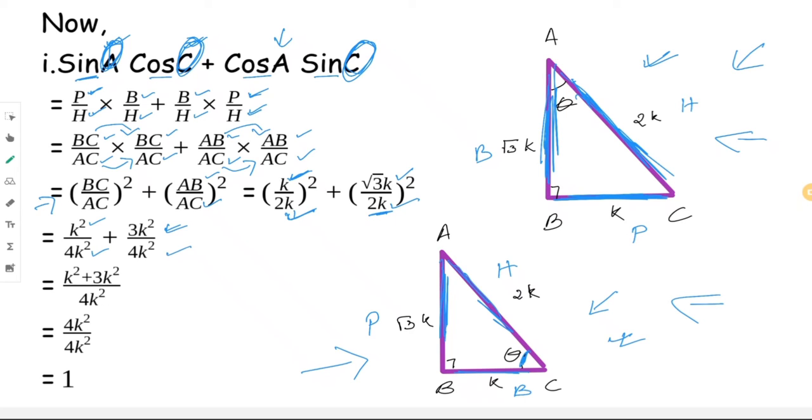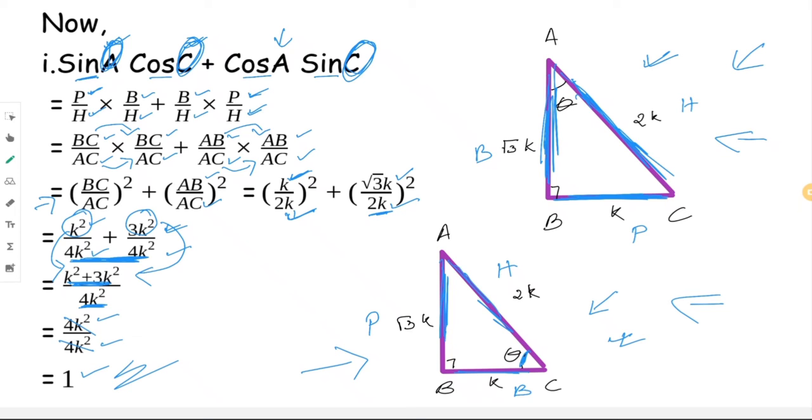Now you can see, if you look at the denominators, they are the same, 4k square, 4k square. That means the LCM will be the same, and because the denominators are the same, just write down the numerators directly. So you can see k square and then 3k square. Now k square plus 3k square, I'll get 4k square divided by 4k square. I can divide these two, I'll get 1. So the first part is done.